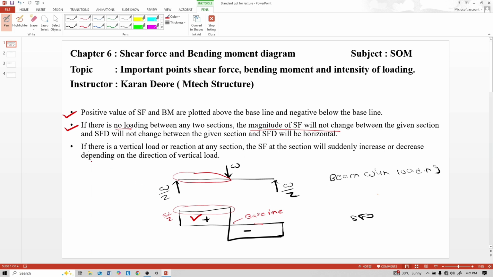Now the third bullet point is, if there is a vertical load or reaction at any section, the shear force at the section will suddenly increase or decrease depending on the direction of the vertical load. See, in this beam, this is a concentrated point load, and see the shear force diagram here. This suddenly decreases because this concentrated point load is in the downward direction. So this is the meaning of this third bullet point.